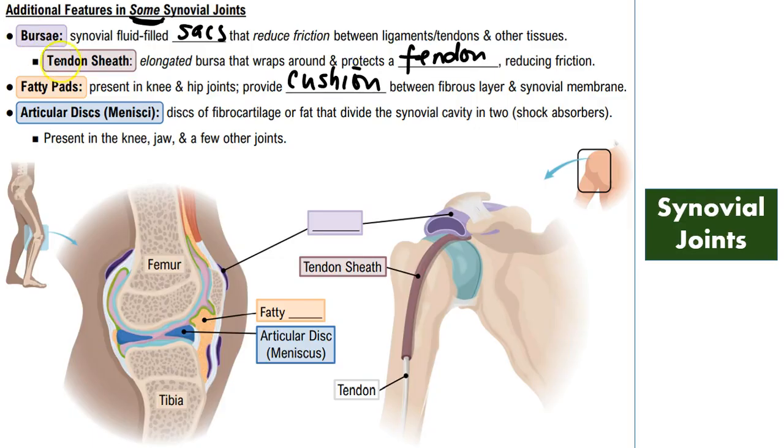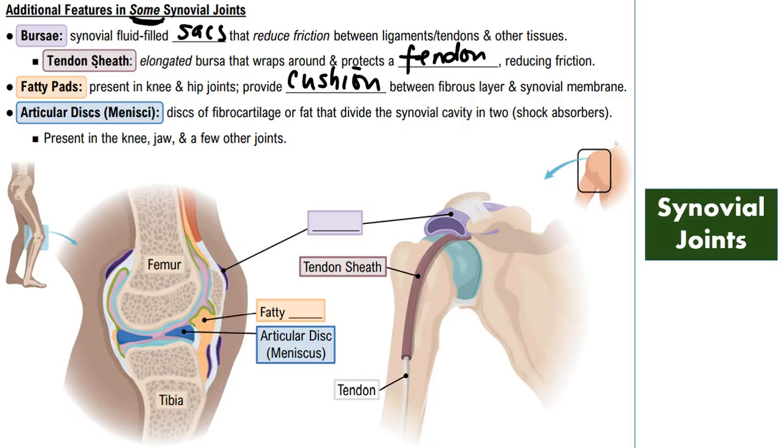With the bursa, especially with the tendon sheath and just the bursa in general, yes, it's going to help reduce that friction. And what else is it going to do? It's going to help prevent damage. So if you are pulling or stretching a ligament too much, for example, or stretching a tendon too much, some of them will have those tendon sheaths or the bursae around where those ligaments and tendons are to help make sure that we prevent damage.